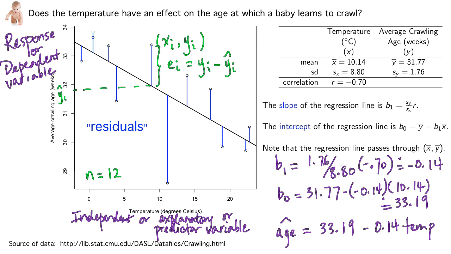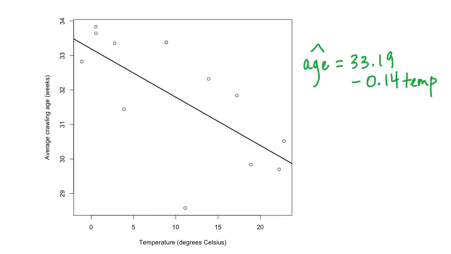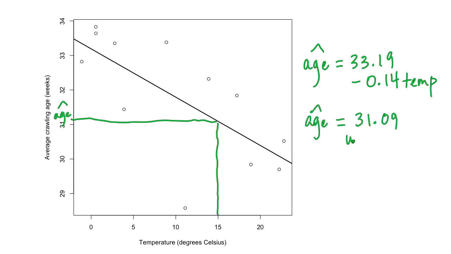From the intercept, we know that when the average temperature is 0, we expect the crawling age to be just over 33 weeks. And since the slope is negative, our line estimates that, on average, for each increase in the temperature, we expect the crawling age to decrease by 0.14 weeks, which is about a day. To predict the average crawling age for a baby who experiences an average temperature of, say, 15 degrees Celsius, we can use the regression line to find the corresponding value of the response variable when the predictor variable is 15. And here we see that it's just over 31 weeks.